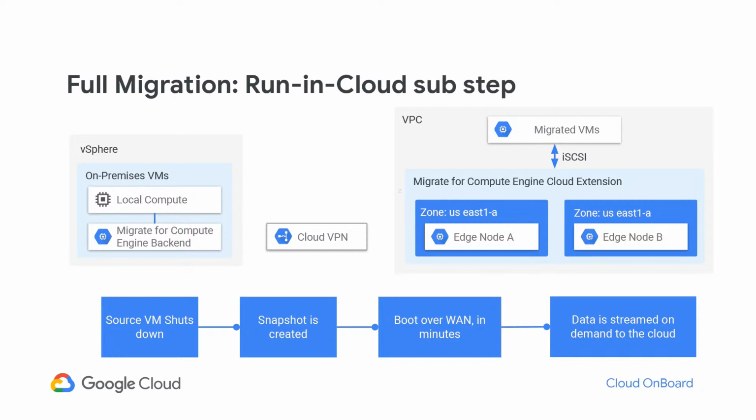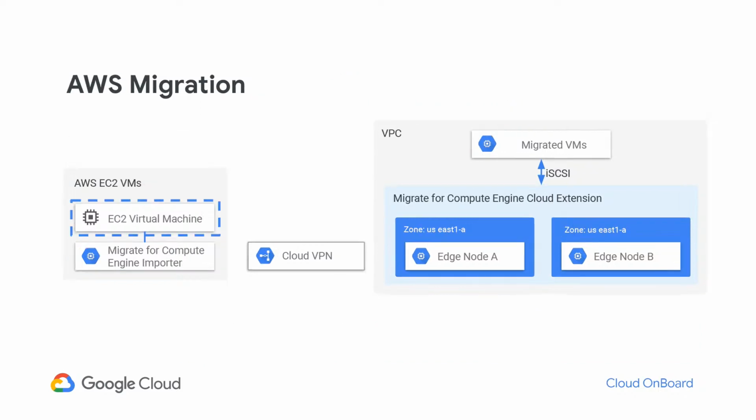Now, let's say you are migrating from AWS. So when you run the run in cloud process, then Migrate for Compute Engine is going to create a new virtual machine, which is called an importer, in the AWS environment. Which is going to facilitate the data streaming process to the destination environment in the Google Cloud Platform. So once your data is migrated to the GCP, you will then delete the Migrate for Compute Engine importer VM on AWS because it's no longer needed to stream or transfer data. So there's one more step if you're migrating from AWS: to create that importer.